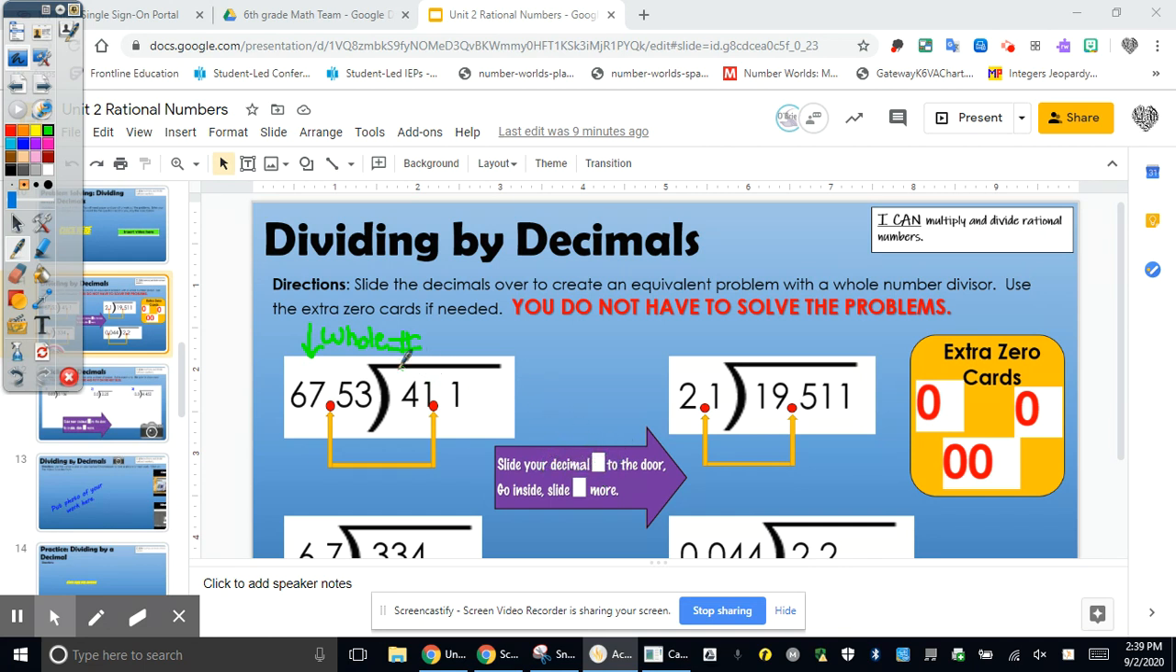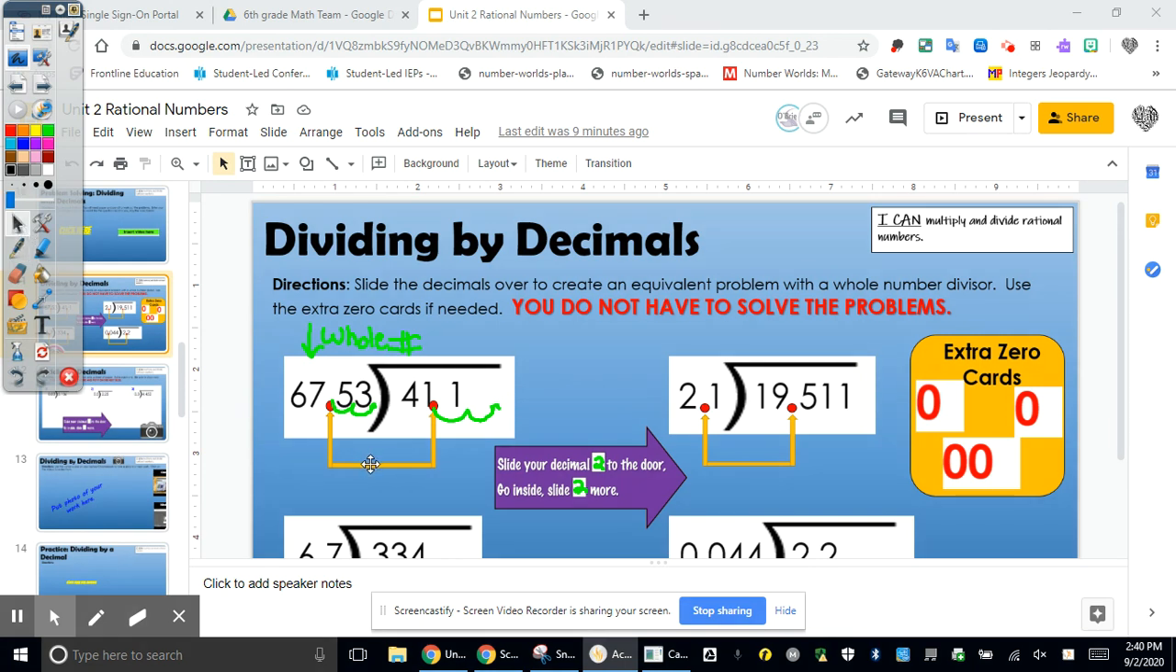So let's look at this. Here, we need to slide our decimal once, twice to the door. So I'm going to fill in a 2 right here. So that means we need to go inside and slide 2 more. That number should always be the same number here. So if we slide the decimal twice to the door, we need to go inside and slide 2 more.